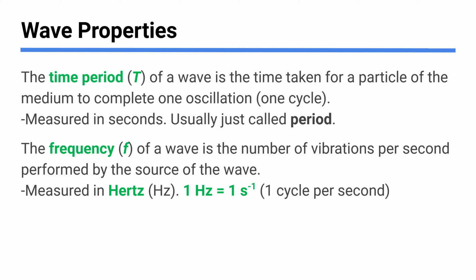The reciprocal of period is called frequency. If period is how long it takes for one cycle, frequency is how many cycles happen in 1 second. So frequency is measured in what we call hertz. A hertz is a cycle per second.